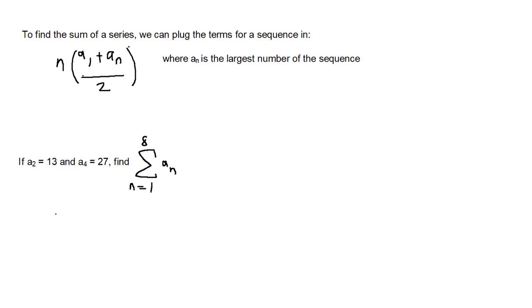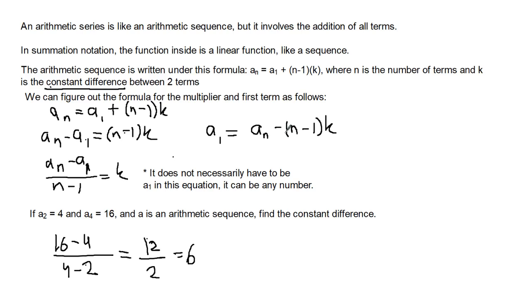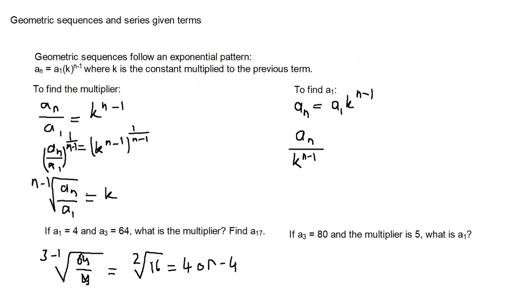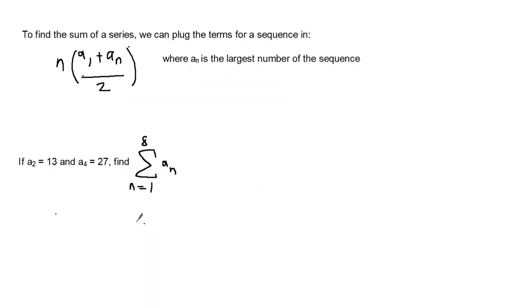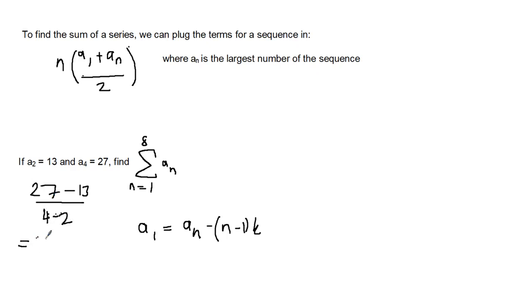Now how do we find a sub 1? Well, we have the thing right here. So a sub 1 is equal to a sub n minus n minus 1 multiplied by k. First we gotta find k. So our formula is 27 minus 13 over 4 minus 2, which is 14 over 2, which is 7. Right? So our k is 7.